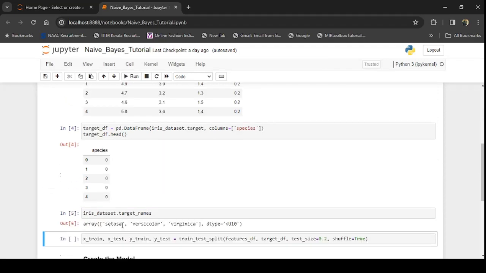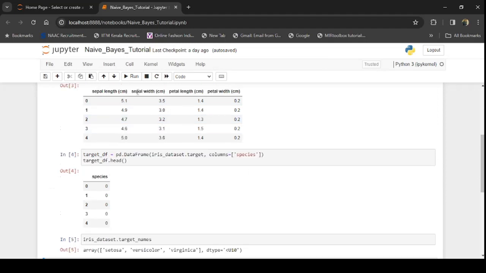We have three different classes of iris flowers: setosa, versicolor and virginica. In our species column, 0 will be representing setosa, 1 versicolor and 2 virginica. So based on sepal length, sepal width, petal length and petal width, we will be classifying a specific iris flower among these 3 species. The flower will be either setosa or versicolor or virginica. Hope you have understood the data set.